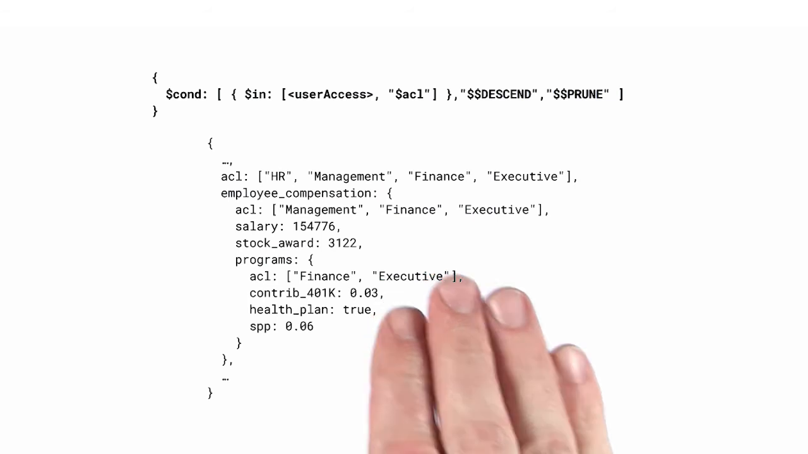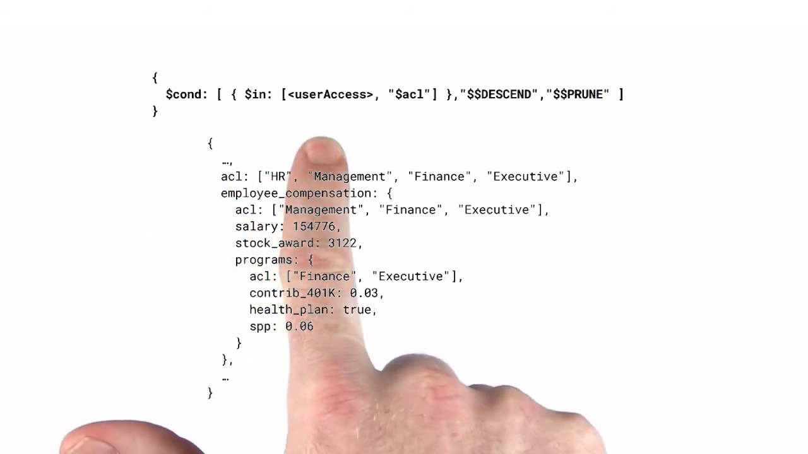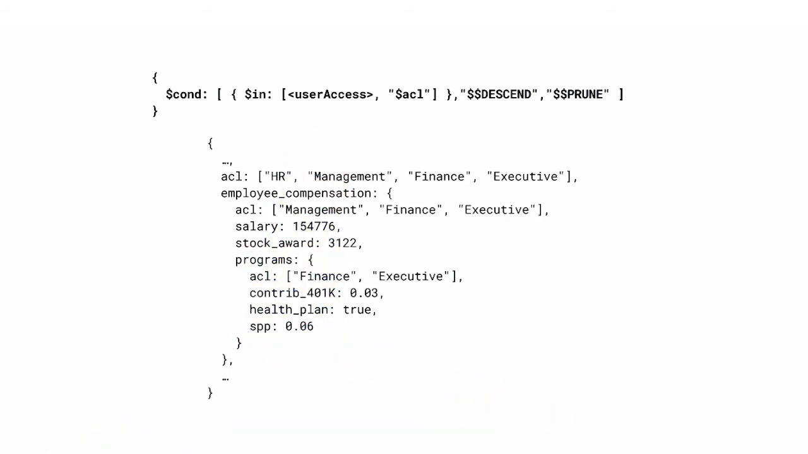Descend retains the field at the current document level being evaluated, except for subdocuments and arrays of documents. It will instead traverse down, evaluating each level. Let's visualize how descend would operate over this document, given this conditional expression determining whether the value of user access is in the ACL array.